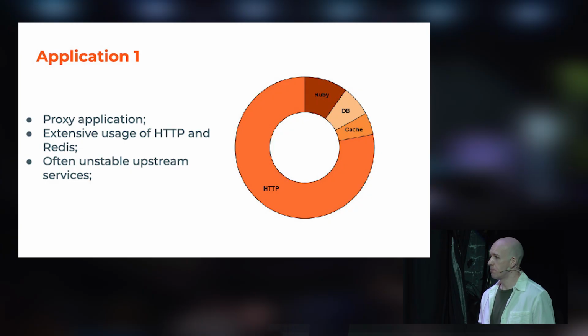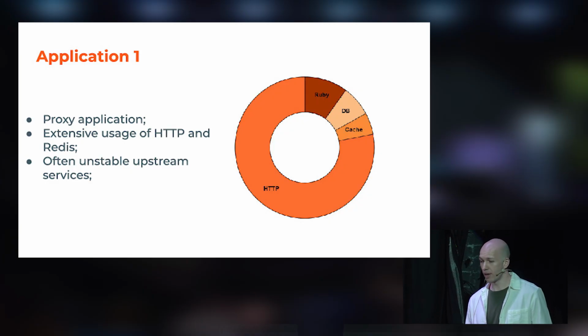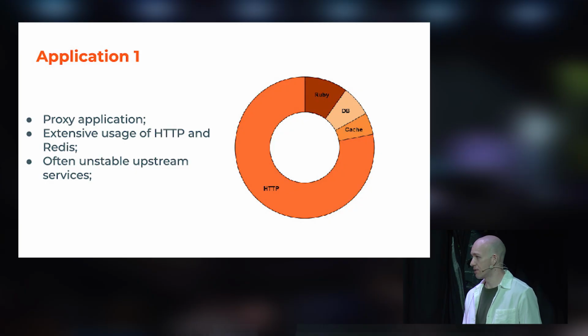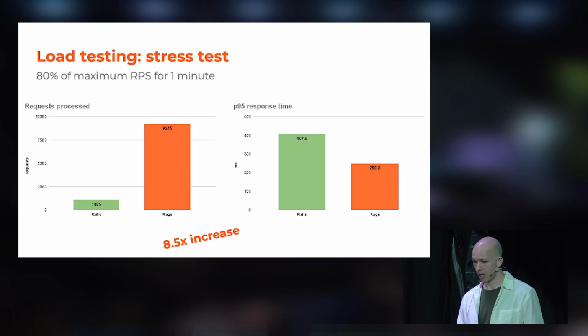Such a use case is the best case scenario for Rage. With the help of the fiber scheduler, Rage doesn't block while waiting for these applications to respond. And in theory, can be much more efficient than Rails. So what do the tests say?